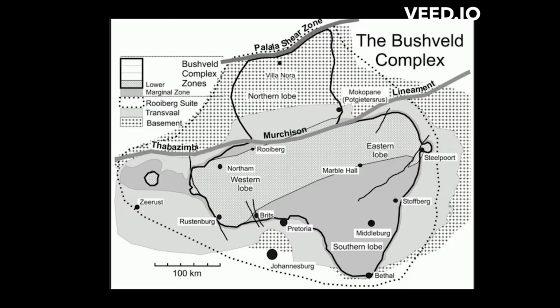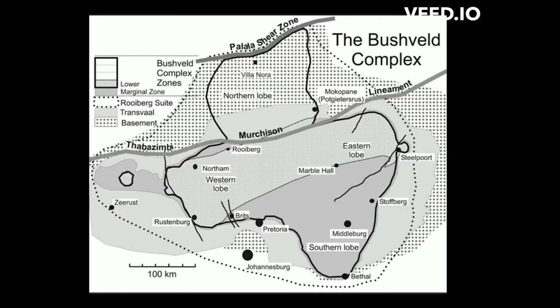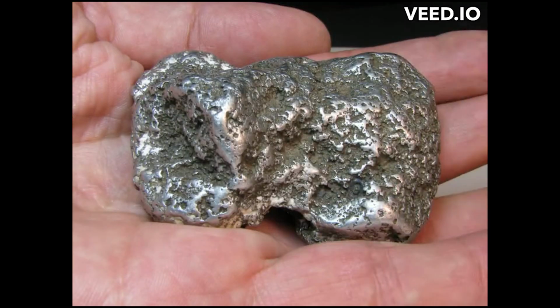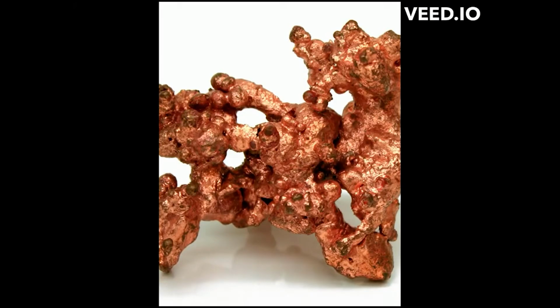The 2.05 billion years layered intrusion known as the Bushveld Complex is renowned as a source of vast quantities of platinum group elements, chromite and vanadium. The Bushveld Complex is a large igneous intrusion in South Africa, which is known for its rich mineral deposits. It is considered one of the largest geological features on Earth and is of great economic importance due to its abundant reserves of platinum, palladium, rhodium, gold, nickel, copper, and other metals.